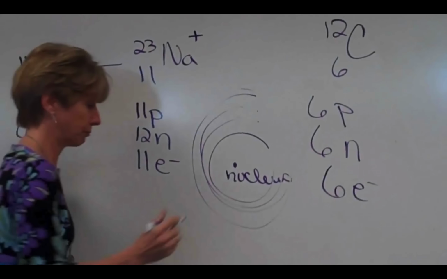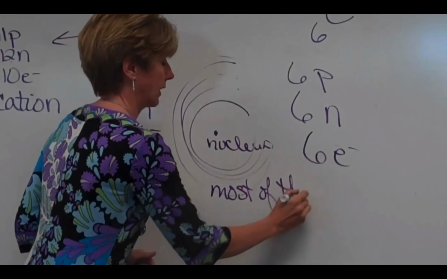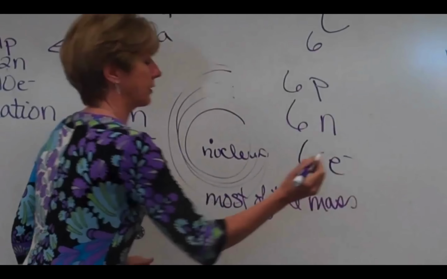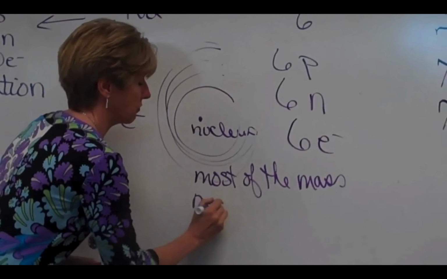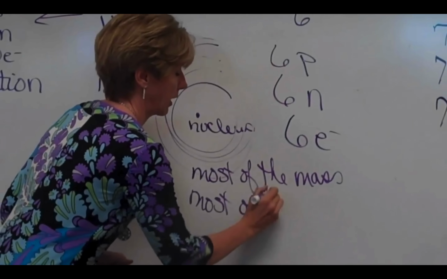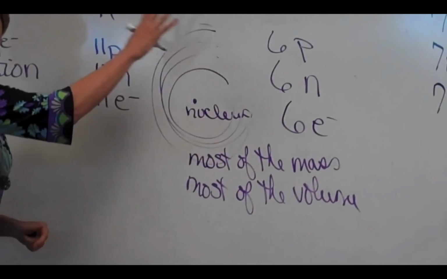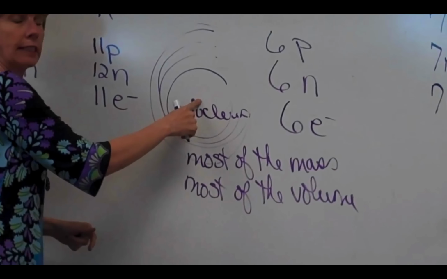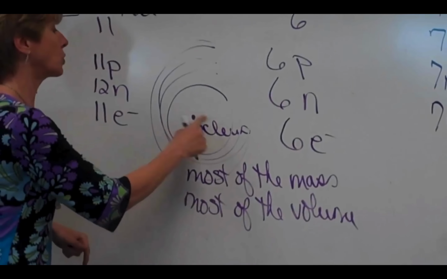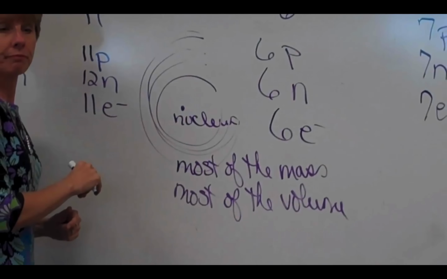But here's the deal. Most of the mass is in the nucleus. However, most of the volume is taken up by the electron cloud. Most of the mass is in the nucleus. Most of the volume is taken up by the electron cloud.